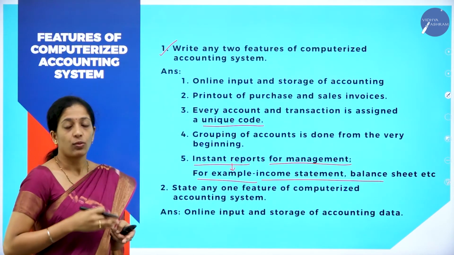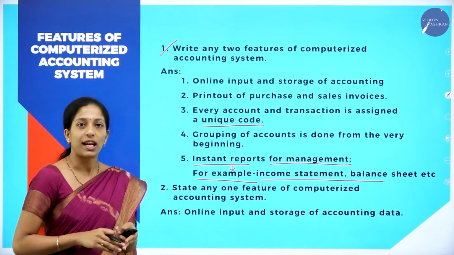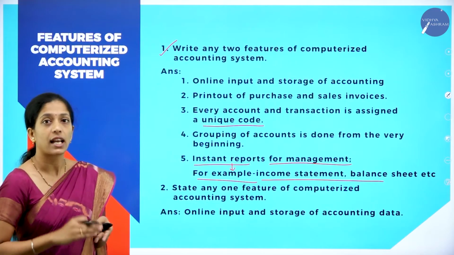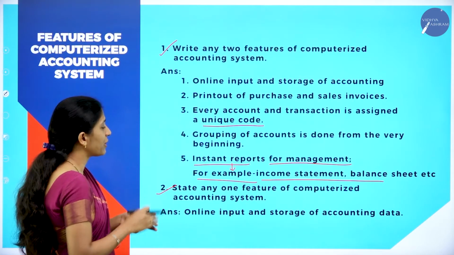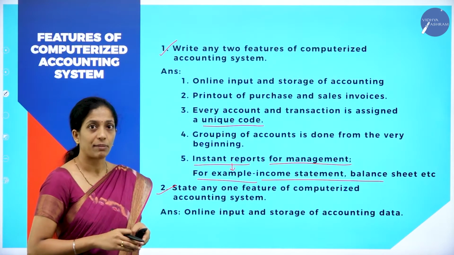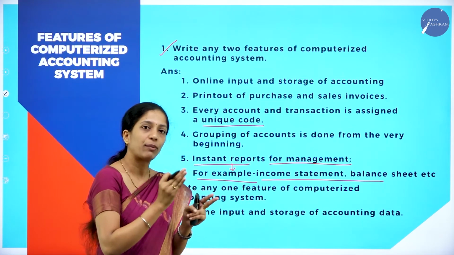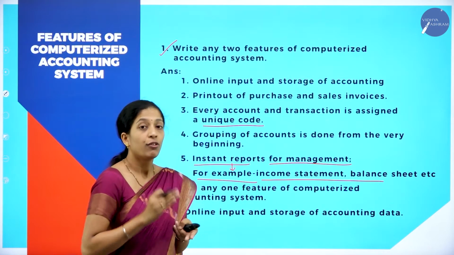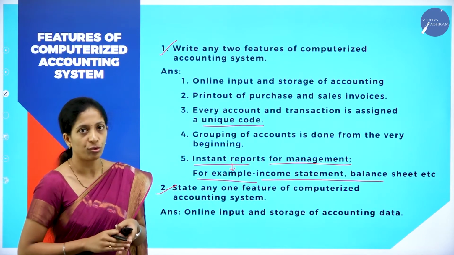This is a question you can expect for 2 marks under features of computerized accounting system. You have to write any two features. Next, for 1 mark, state any one feature of computerized accounting system. In the sense, you have to go through the concept where you can expect both 2 as well as 1 mark. For 1 mark, they will ask only one feature. For 2 marks, they will ask any two features.